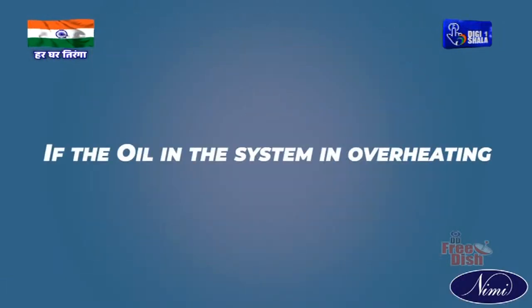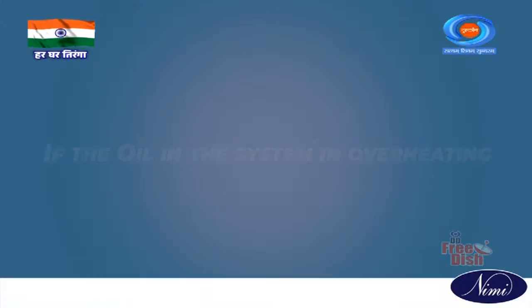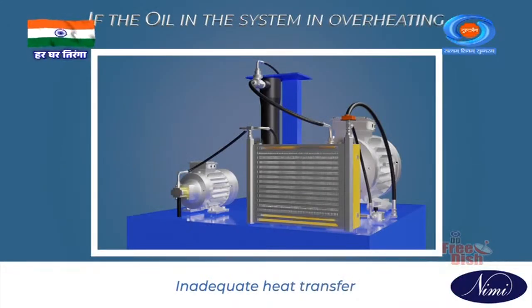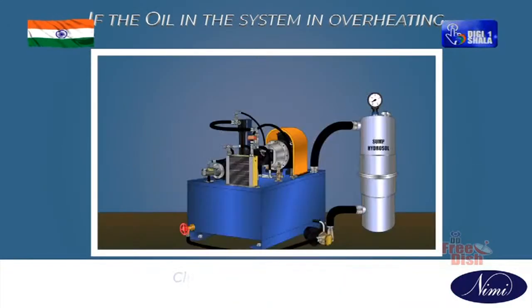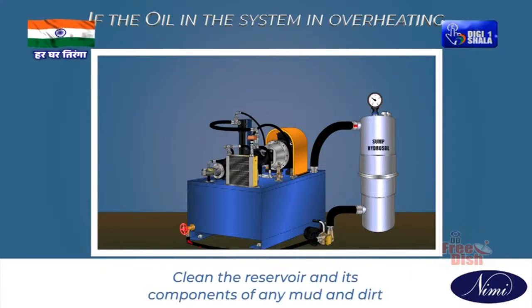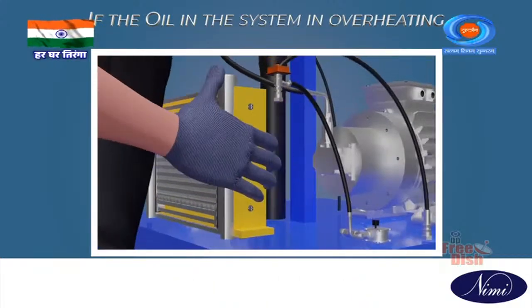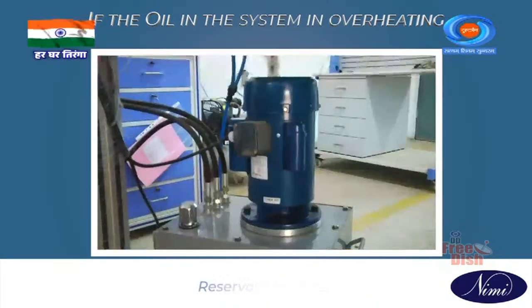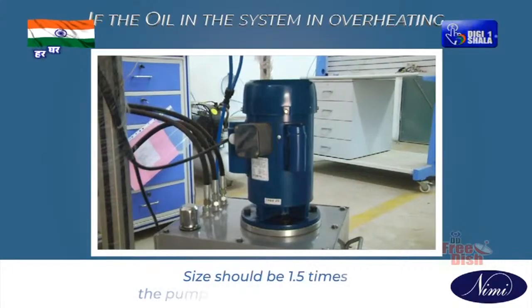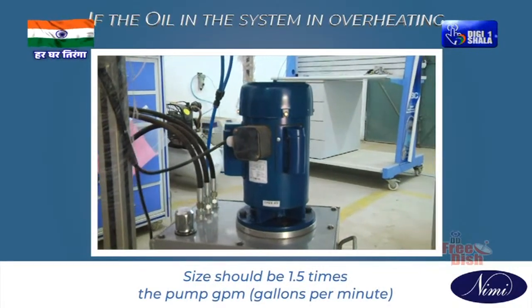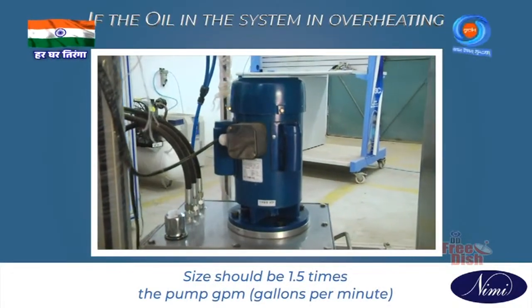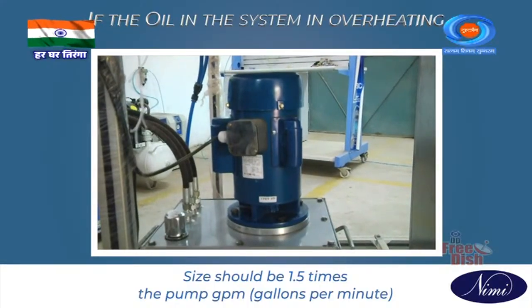If the oil in the system is overheating due to inadequate heat transfer, clean the reservoir and its components of any mud and dirt. Malfunctioning component: repair or replace. Reservoir too small: size should be 1.5 times the pump GPM, gallons per minute.